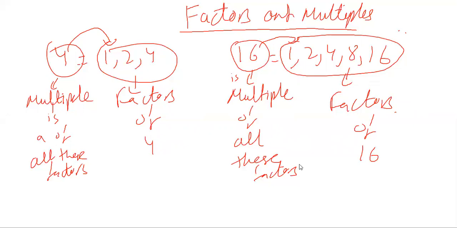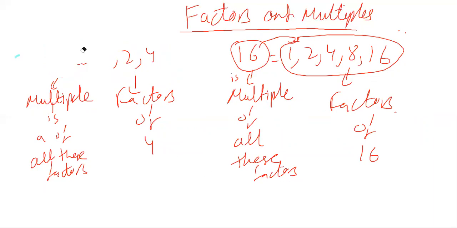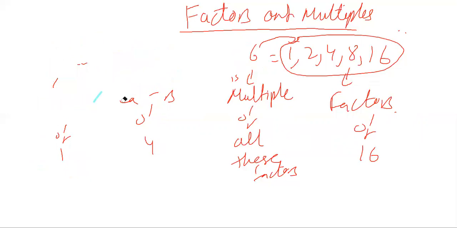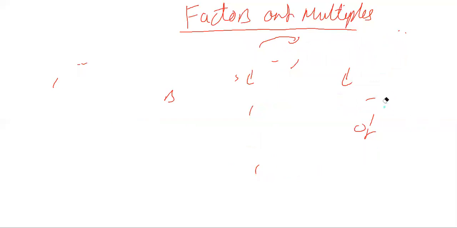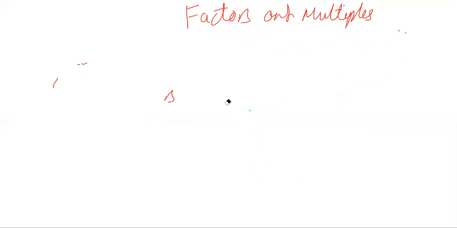Is it clear what is the difference between a factor and a multiple? A multiple is a number and factors are those pairs which make up that multiple. Clear? Okay. Now what you need to do is make the multiples of a number. I will be writing down a number and you make the multiples of it. Okay?